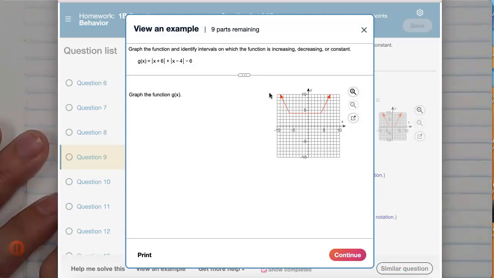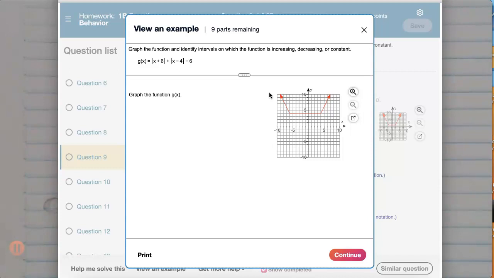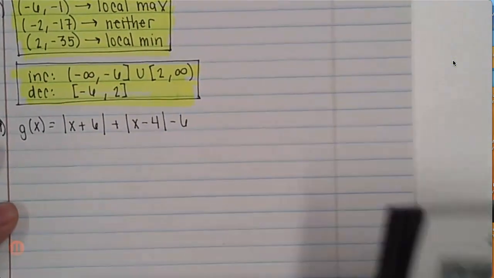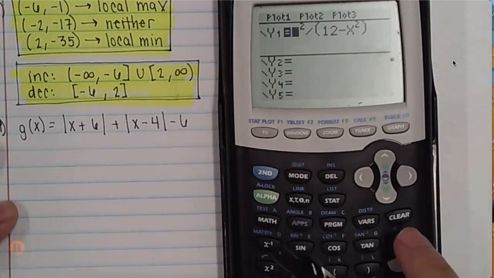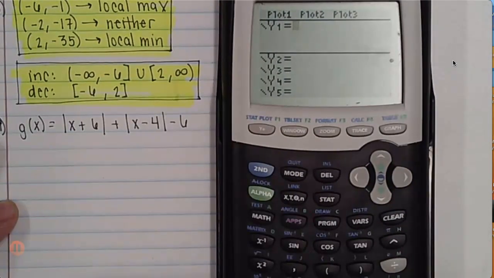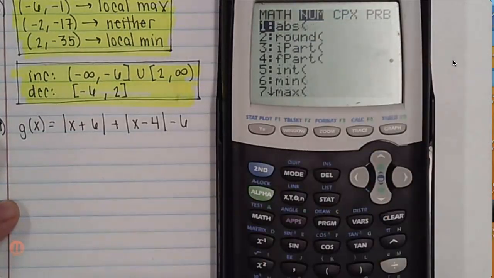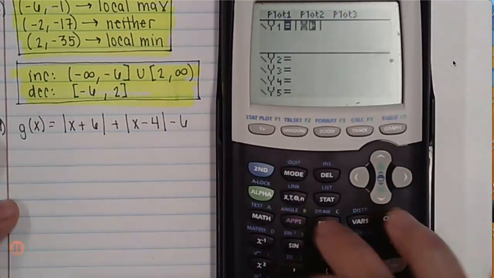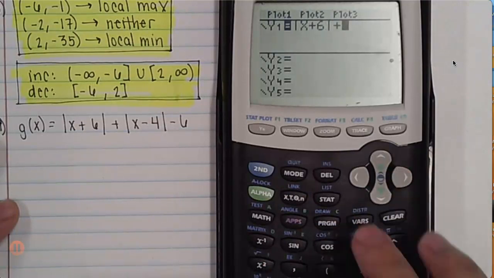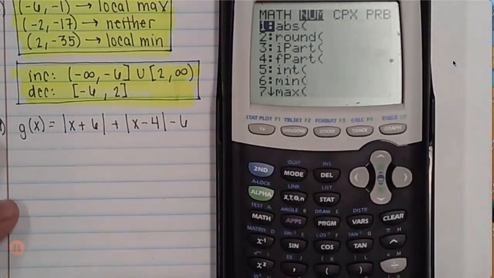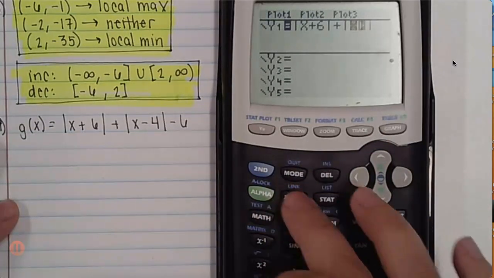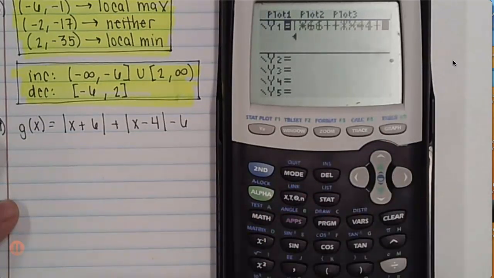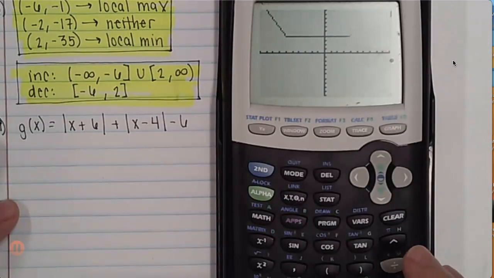For number 9, we're given g of x equals the absolute value of x plus 6 plus the absolute value of x minus 4 minus 6. Once again, absolute value can be found under math and under number. It's the first one. x plus 6 plus x minus 4 minus 6. There we go.